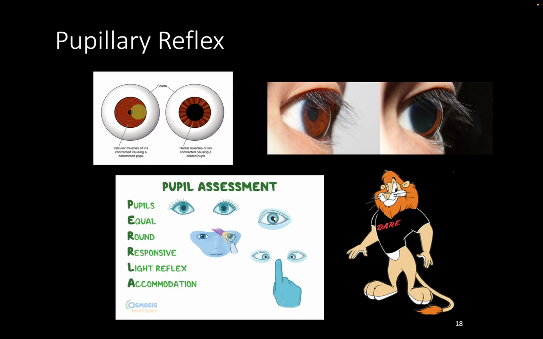That's how we see. But too much light damages the retina, damages our eyes, right? And if you look at a light for too long, it temporarily blinds you, right? So we don't want to have to think about this all the time. So our body does it for us as the pupillary reflex.